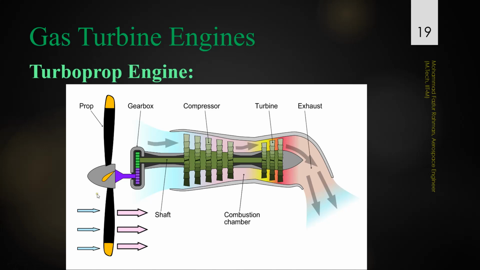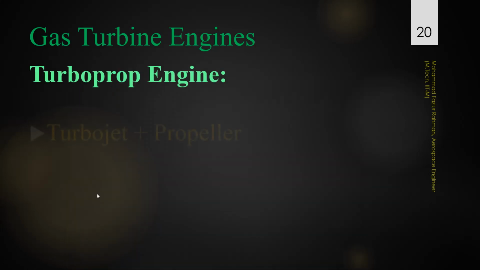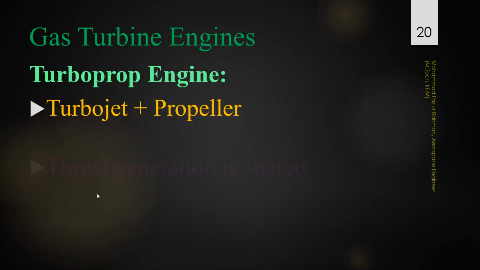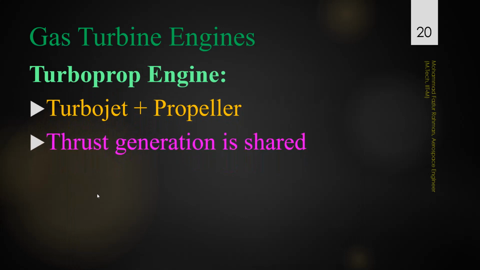In this case, the power generation, thrust generation is shared: 50% propeller, 50% jet. The thrust comes 50% from the propeller and 50% from the jet, which is still existing there, which is energetic.